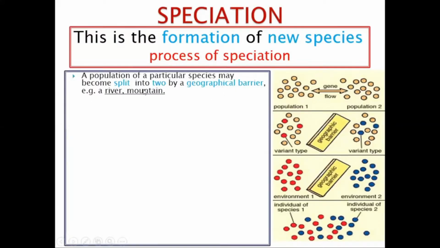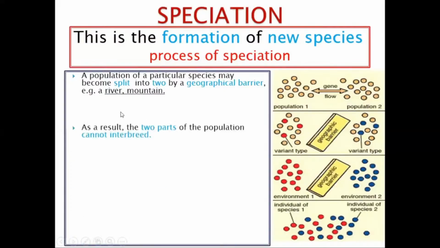A geographical barrier could be a river or a mountain. It could even be a box, depending on which kind of species you are talking about. It must be a barrier which is separating them. If it is in the environment, then it could be an environmental barrier. If it is in a lab, like with bacteria, it can be just a small box. So it depends on how big the species is.